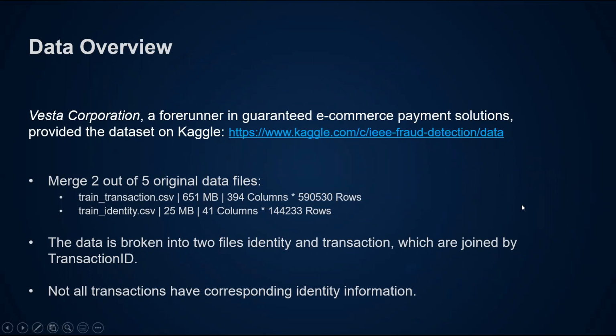The third part is the dataset description. So let's have an overview of the data. The data is provided by Vesta Corporation, a forerunner in guaranteed e-commerce payment solutions, which provided the dataset on Kaggle. We downloaded all the datasets, and we used two of them. We merged the two datasets together as the final dataset. The data is broken into two files, identity and transaction, which are joined by the transaction ID.